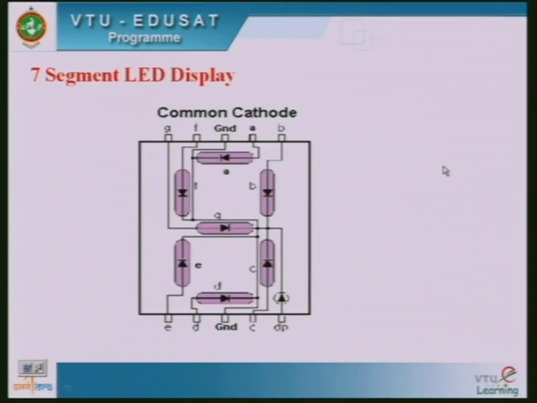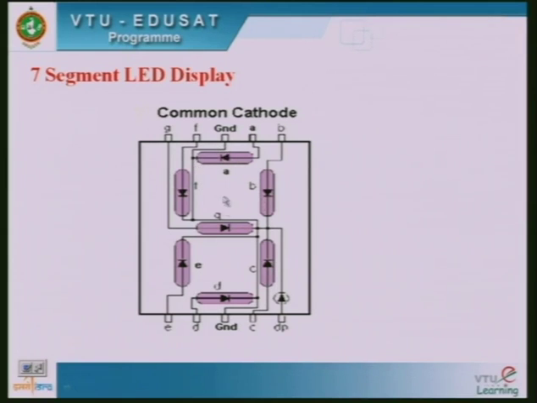Next, as a mini project, if you want to do a 7-segment LED display, once again there are 2 types of 7-segment displays available. One is common cathode, another is common anode. Here the LEDs are placed like this. This is LED A, this is responsible for B, this is for C, this is for D, this is for E, this is for F, and this is for the decimal point. So considering mainly these 7 segments, this particular thing we are going to call an alphanumeric display.